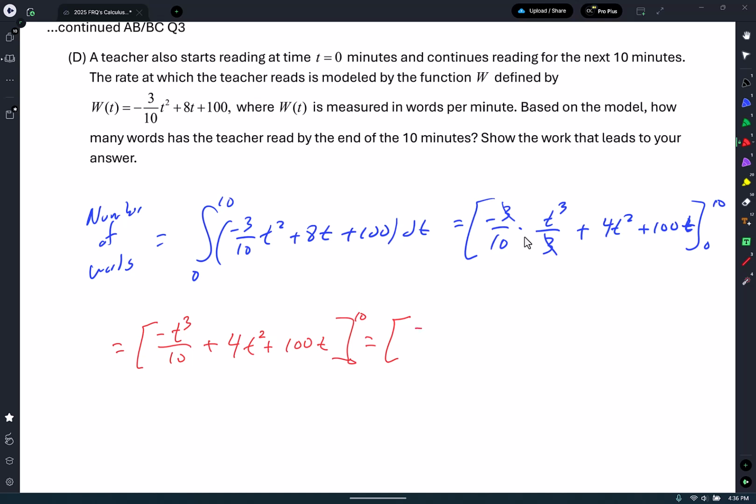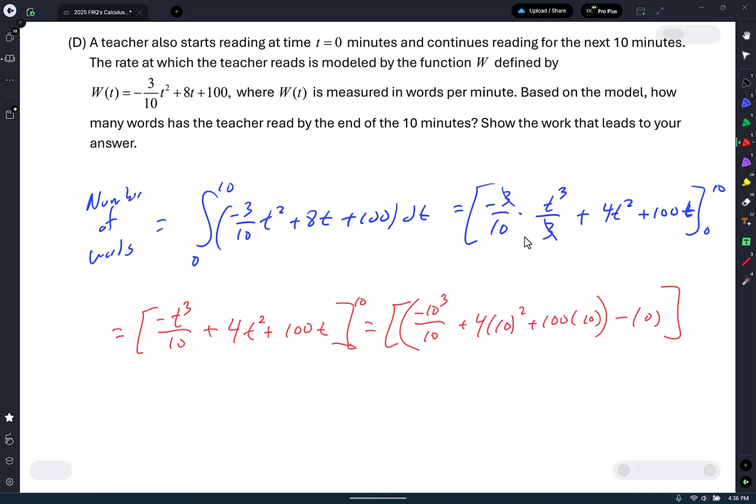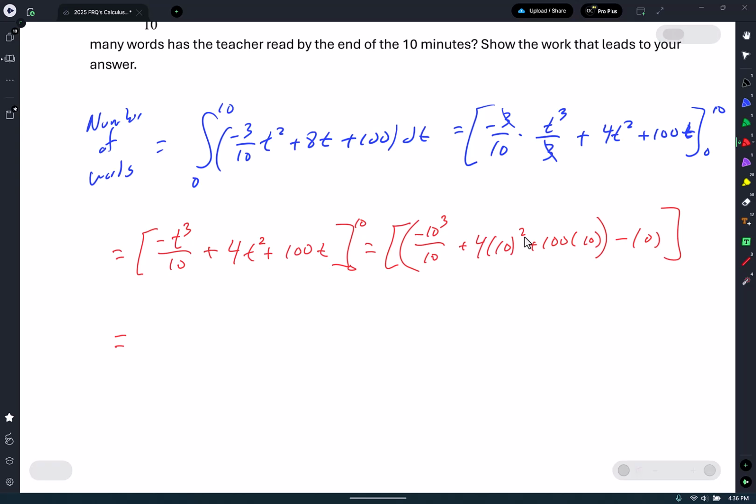I'm just going to do the negative 10 to the third power over 10 plus 4 times 10 squared plus 100 times 10. This is my first set of parentheses minus. If you plug in a 0, you're going to get 0. And there it is. You could leave it like that, guys. But if you're courageous, if you feel like you can, keep going.